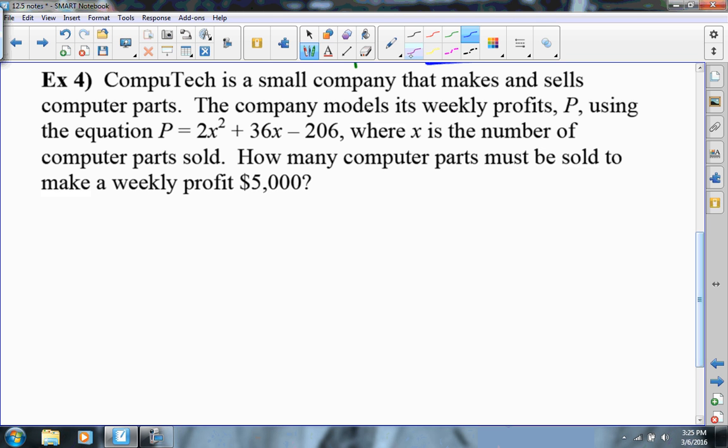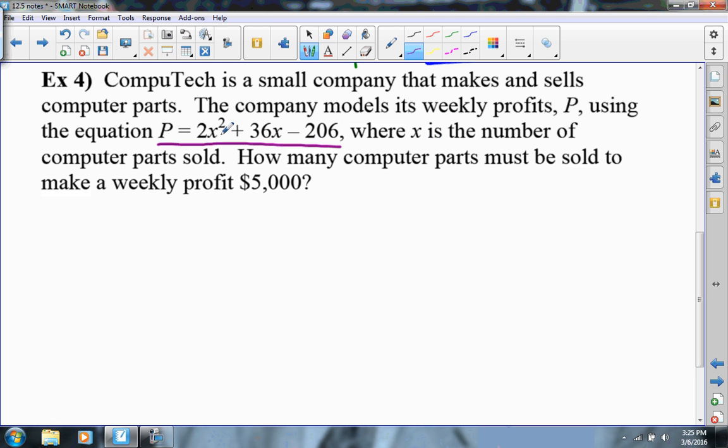So for example 4 here, we have a word problem. So you're probably going to see some word problems in your homework as well. And here we have Computech, and it's a small company that makes and sells computer parts. The company models its weekly profits, P, using this equation. So here's our quadratic, and X is the number of computer parts sold.